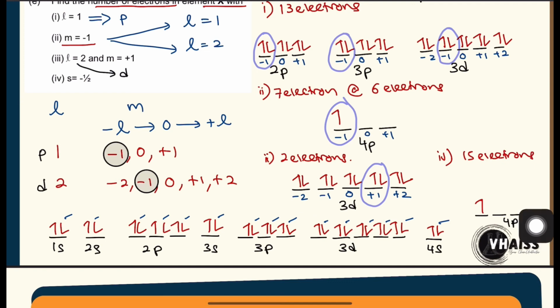Alright, so that's how you solve question 2 for your Module Excel Set A. Thank you.